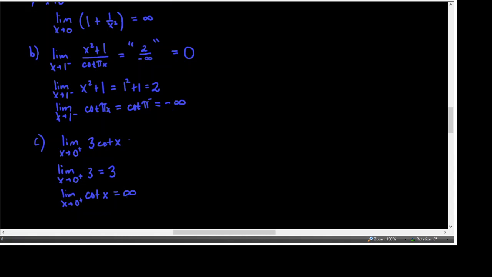And so for this limit, we'll be thinking in our heads, we're going to take the constant +3 and multiply it by something that's infinitely large, and that's still going to be infinitely large.